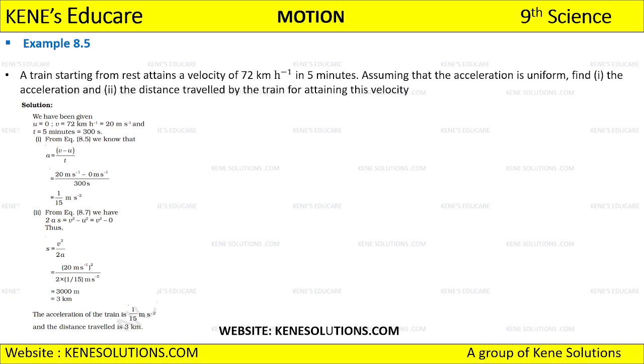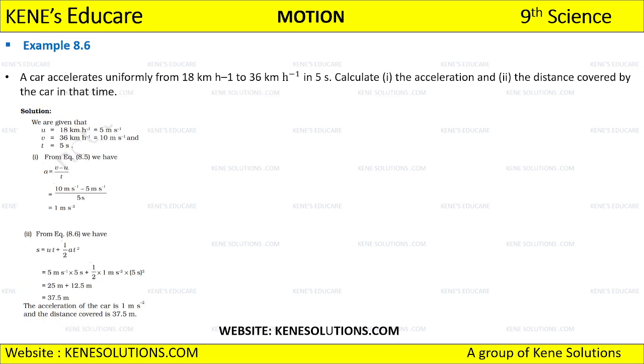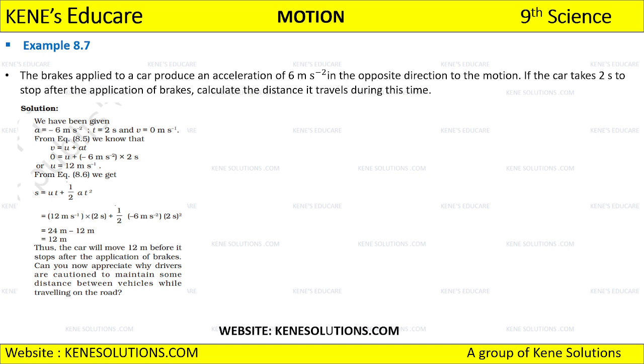we will be discussing. Now in 8.5, we will be finding the acceleration, and the second thing will be the distance traveled by the train for attaining this velocity. Then in example 8.6, we will be calculating acceleration, and the other thing is the distance covered by the car in that time. Then in example 8.7, we will be calculating the distance it traveled during this time. In short, we will be calculating the distance over here.